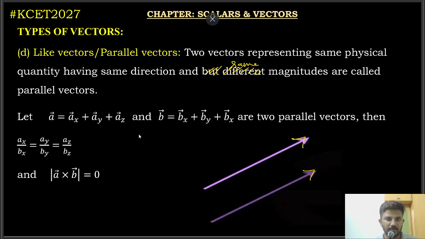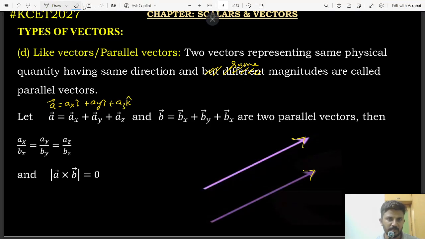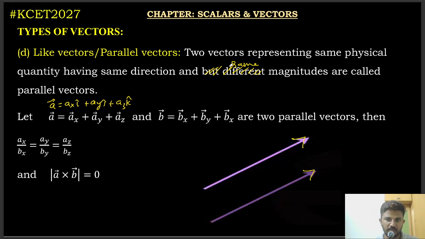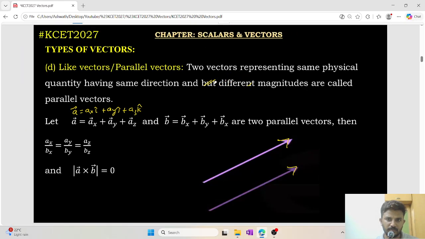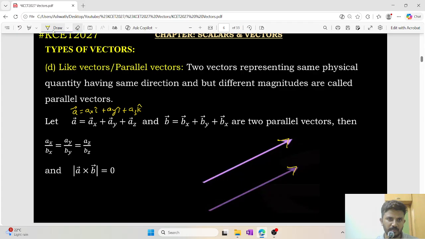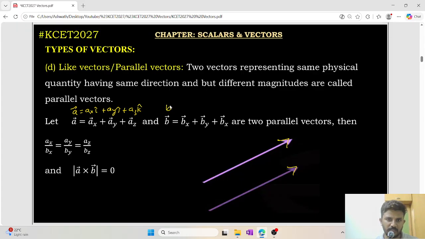Okay, so here we have vector a. This can also be written as ax i cap plus ay j cap plus az k cap. Different magnitudes also, if you consider, the ax value, ay value, az value will change. Let's consider a different magnitude is there. Vector b is equal to bx i cap plus by j cap plus bz k cap, like this.